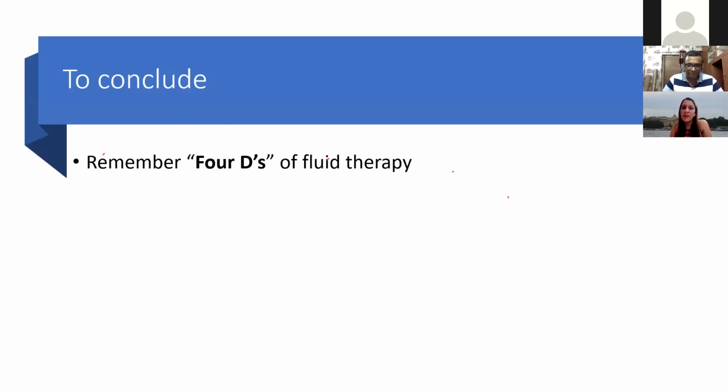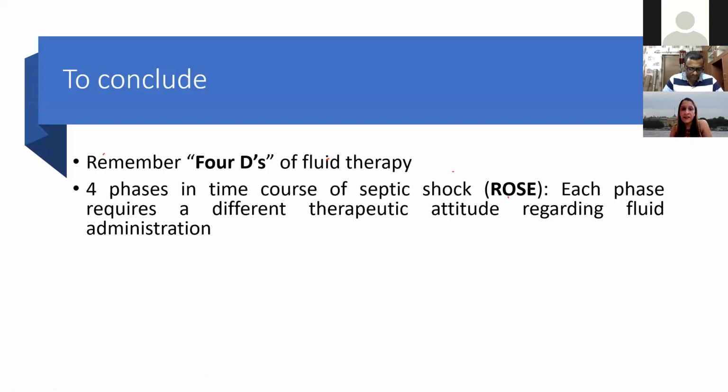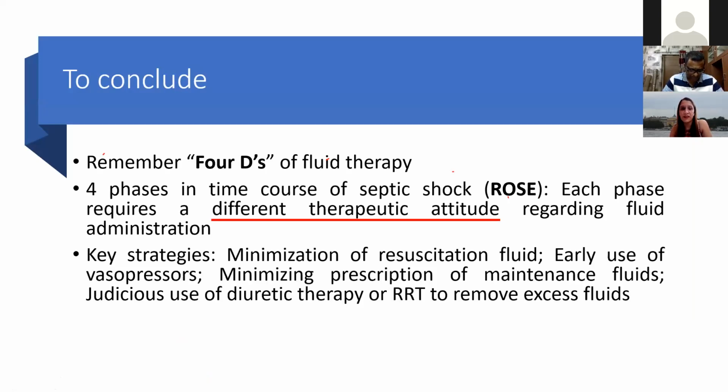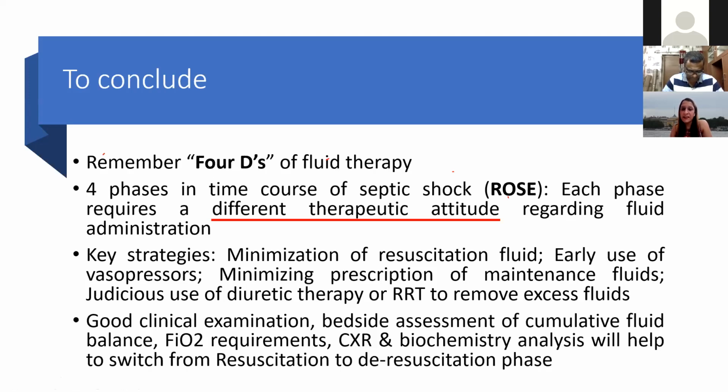So to conclude, remember the 4 Ds of fluid therapy, the 4 phases and time course of septic shock, that is the ROSE concept, keeping in mind that each phase requires a different therapeutic attitude regarding fluid administration. Key strategies are minimization of resuscitation fluid, early use of vasopressors, minimizing prescription of maintenance fluids, and judicious use of diuretic therapy or RRT to remove excess fluids. Good clinical examination and bedside assessment of cumulative fluid balance using various dynamic or static parameters, the FiO2 requirements, the chest X-ray, and biochemistry analysis will certainly help us switch from the resuscitation to the de-resuscitation phase.